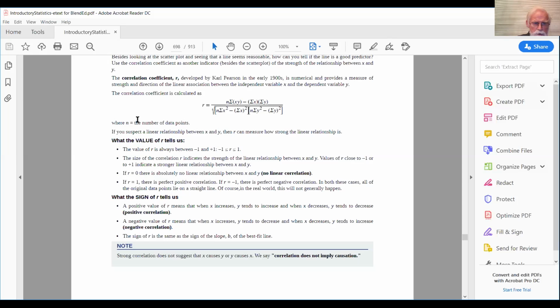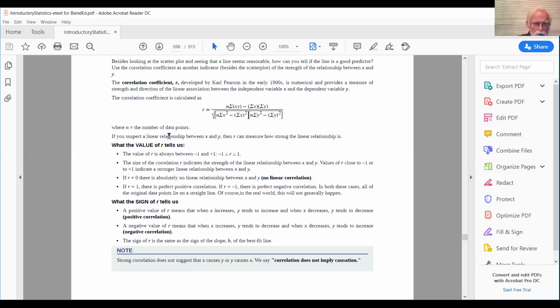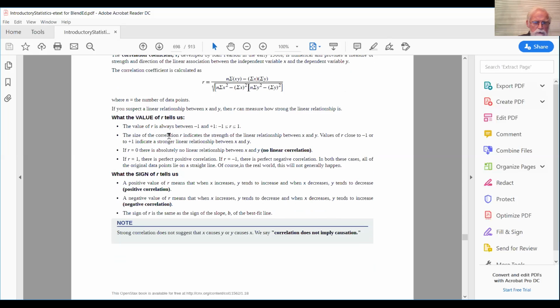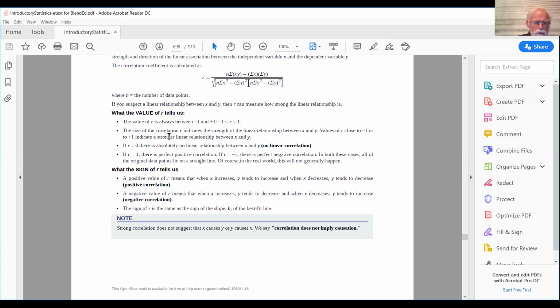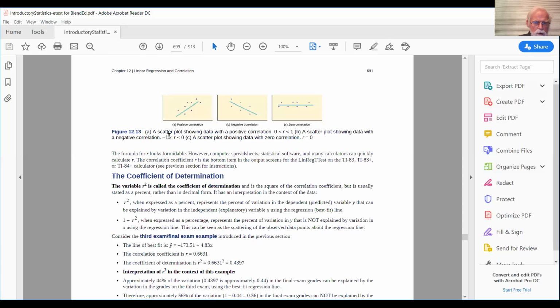A 0 slope is a horizontal line. So using the correlation coefficient tells us whether there is any correlation and what it might be. If we look at the next page, we have some scatter plots showing a strong positive, a strong negative, and 0. We have a perfectly horizontal line.